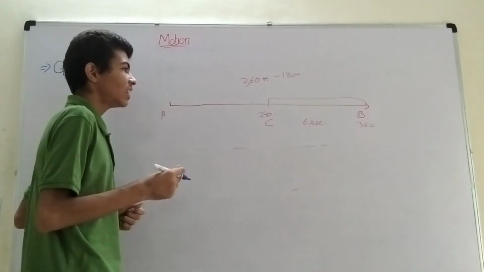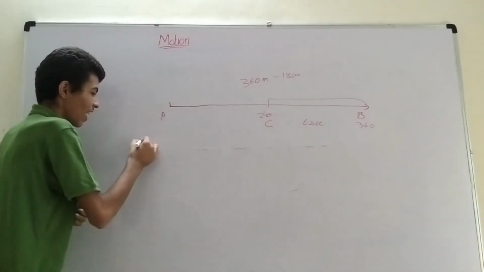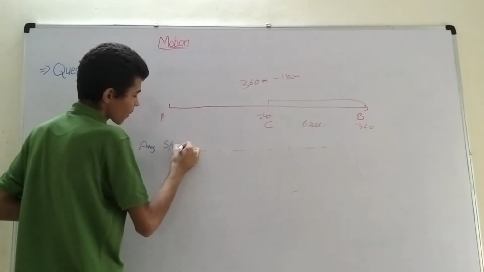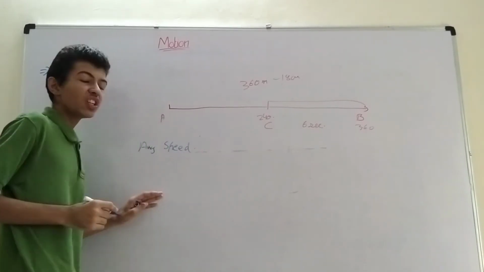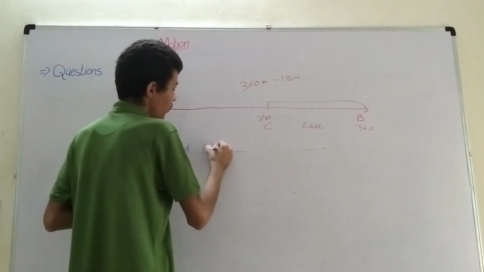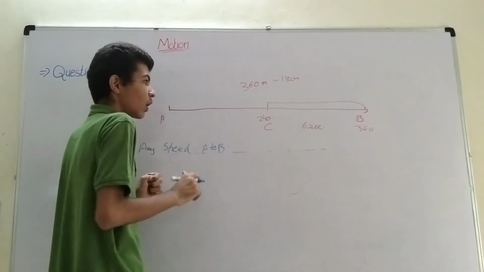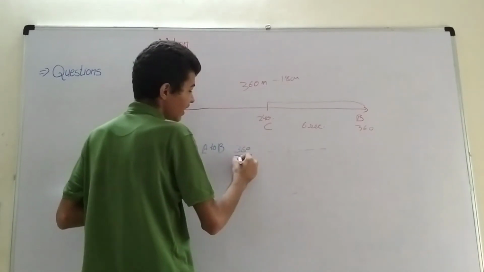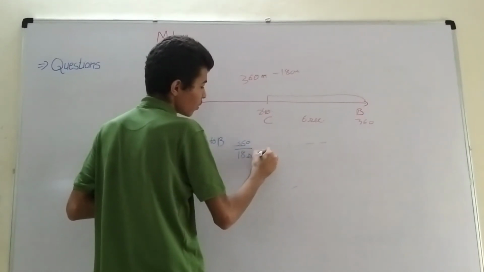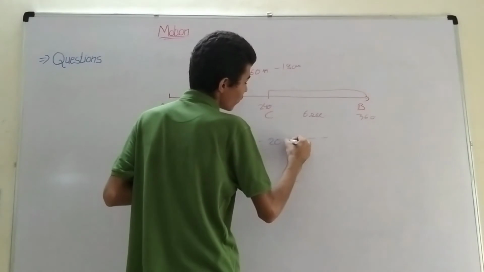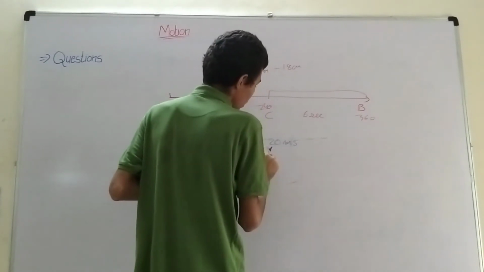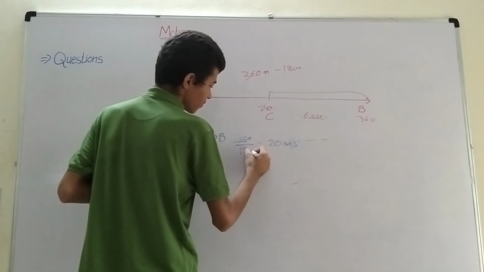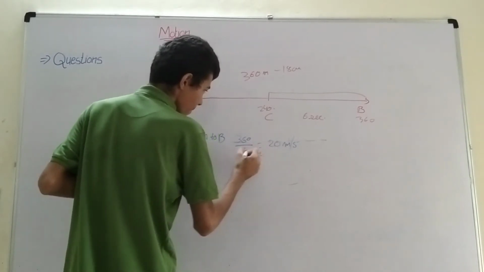So let's take first the average speed. Now the average speed from point A to B. Now the body is covering 360 meters in 18 seconds. So it would be 20 meters per second. So this is the speed, with 18 seconds as the time.